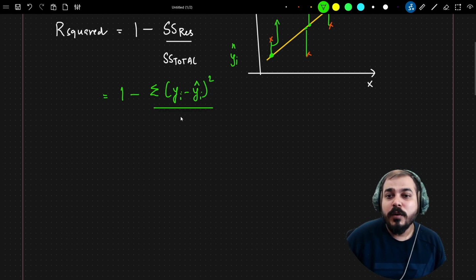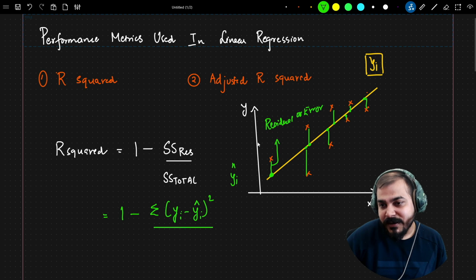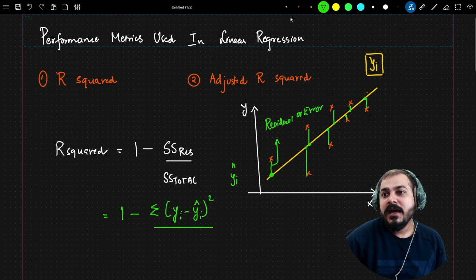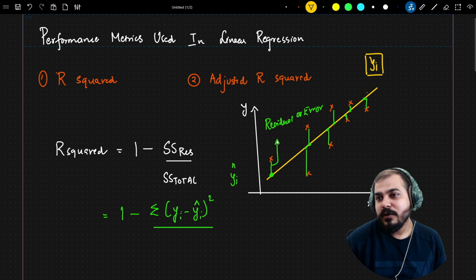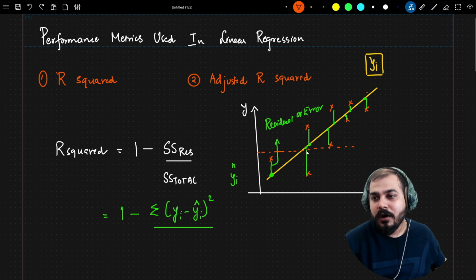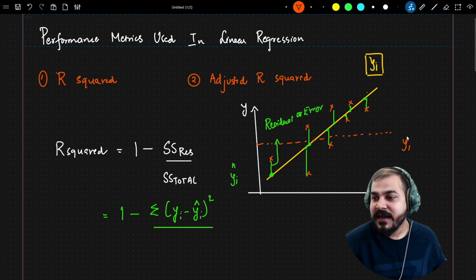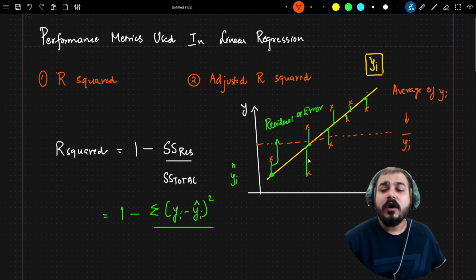Now, what is this sum of squared total? With respect to these points, this is my best fit line. But with respect to the y-axis and all these y points, if I calculate the average, the average of y of i will come at this specific point. I'm taking all the y of i points and calculating the average. With respect to this kind of distribution, let's assume that this is the y of i average. So this is nothing but the average of the true points, that is, the average of all the y of i.